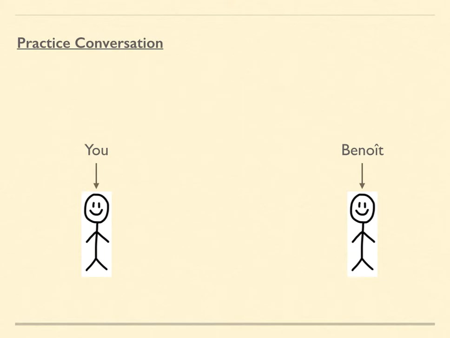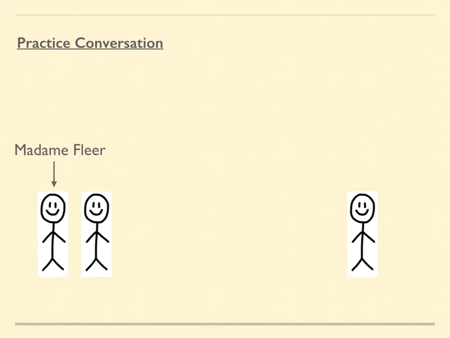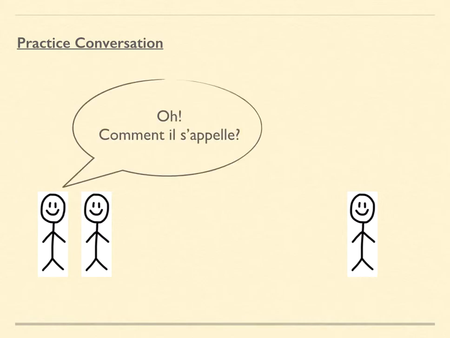Alright, so we're going to do another practice conversation. So we have you and your brand new friend Benoit. And then I come into the room, Madame Fleer, and I say, oh la la, I have a brand new student. I'm so bad with names anyway. Sorry, guys. And now I need your help. So I'm going to say, oh, comment il s'appelle? What are you going to tell me?